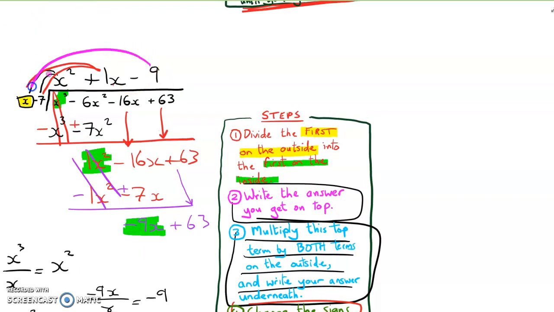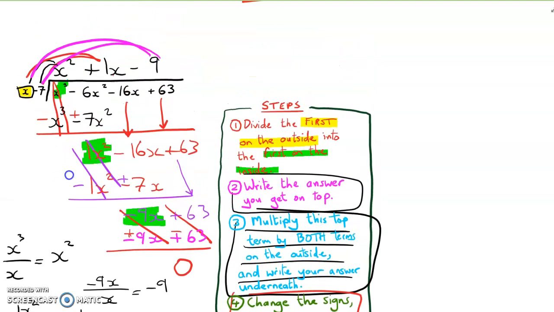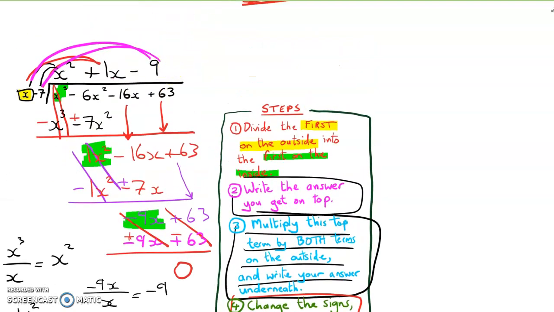Multiply that by both terms on the outside. So minus 9 by x gives me minus 9x, and minus 9 by minus 7 gives me plus 63. Change the signs, so that becomes a plus, and that becomes a minus. That will cancel with that, and that will cancel with that, and you're left with 0. So the answer to that question is up here along the top line. It is x squared plus 1x minus 9.